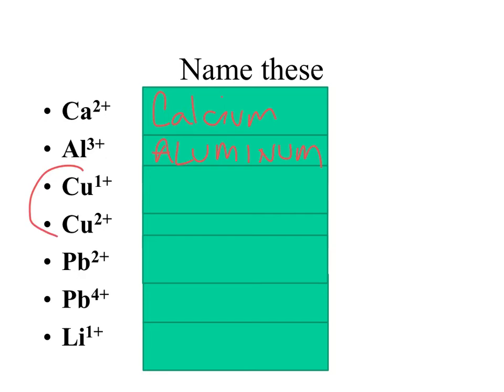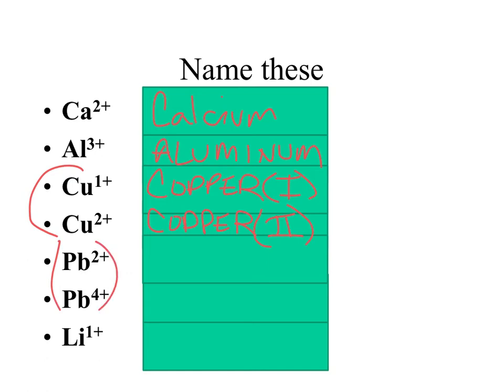Okay? But now take a look at copper. They have two different charges, and they're transition metals. So in the name of the compound, I couldn't just call these copper, because as you can see, you wouldn't know which one I was talking about. So for copper +1, in the name, I'm going to put copper Roman numeral 1 in parentheses. For copper +2, I'm going to put copper Roman numeral 2 in parentheses. So that's how we distinguish between them.